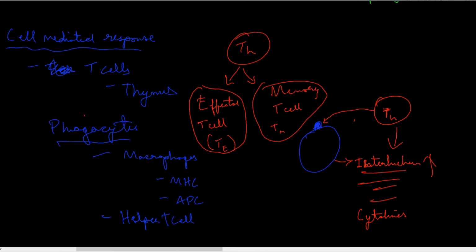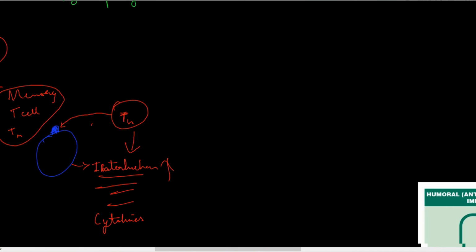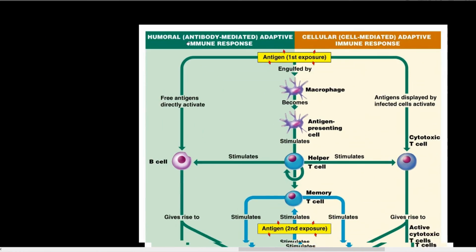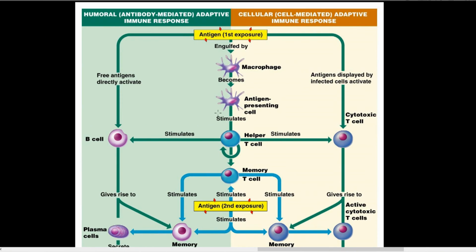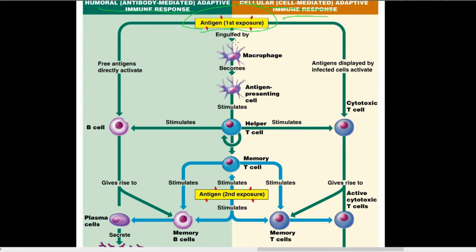Okay? Alright, so now let's go ahead and look at that picture. It's a pretty big picture. I try to get it as big as possible. So we have the humoral response, and then we have the cell-mediated response, like I was talking about. We have the first antigen exposure, and this is going to be engulfed by macrophages. See, these are all the pathways that it could take.